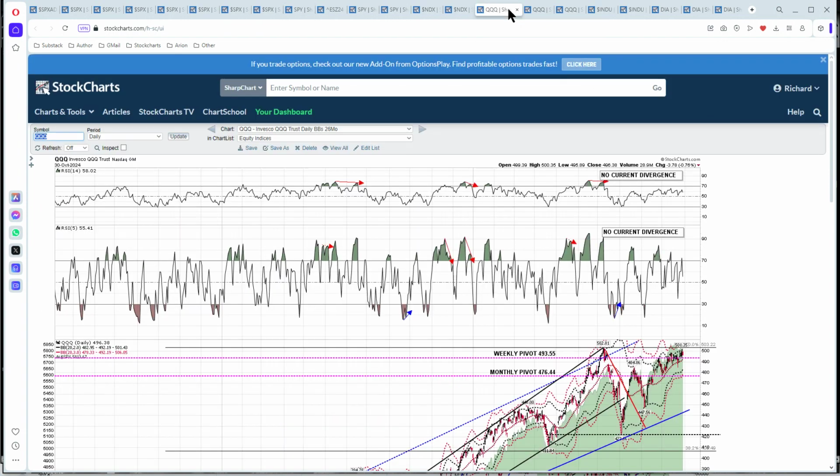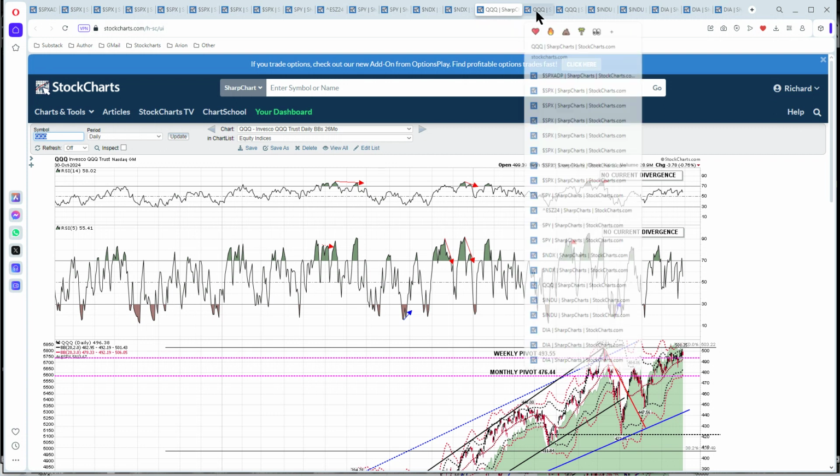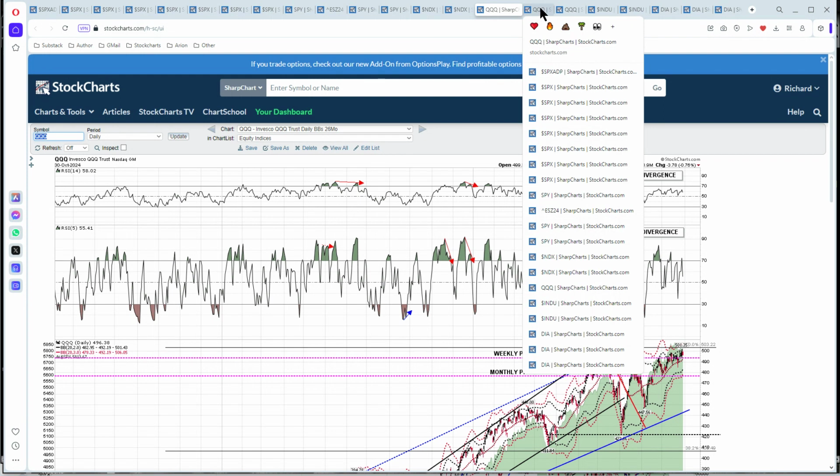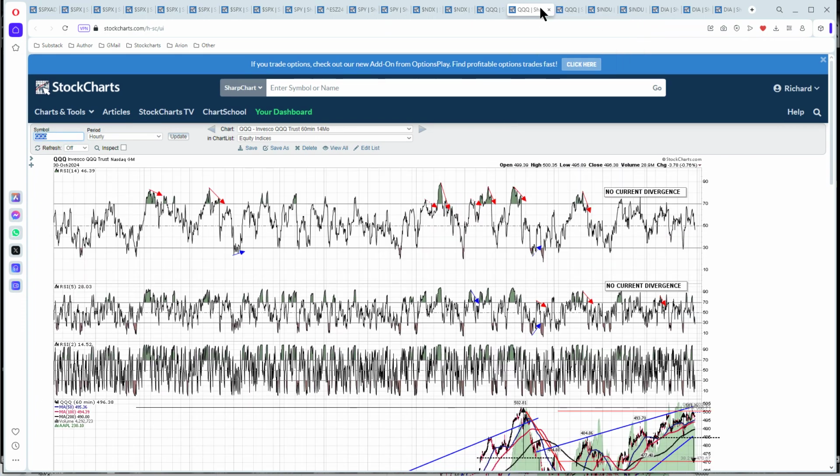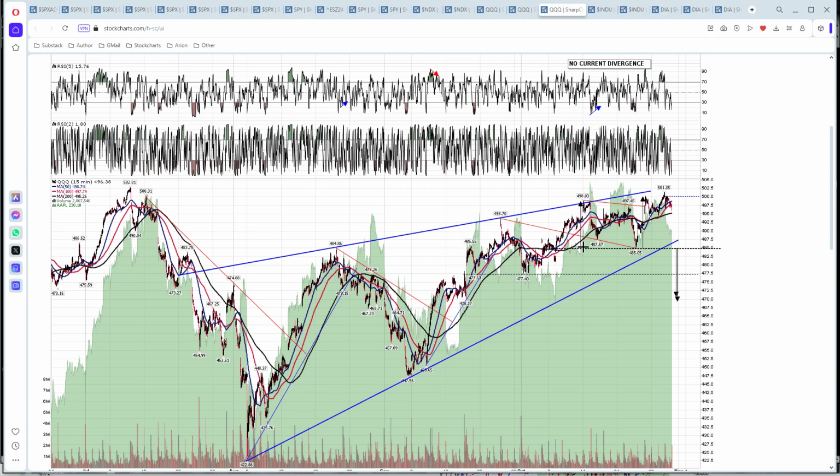All right, looking at the Qs, testing the daily middle band, not broken yet. Obviously, we haven't finished with earnings this week, so that's been holding up better than the others. Nothing on the hourly chart really. On the 15-minute chart, I've got rising support here if we reach it.